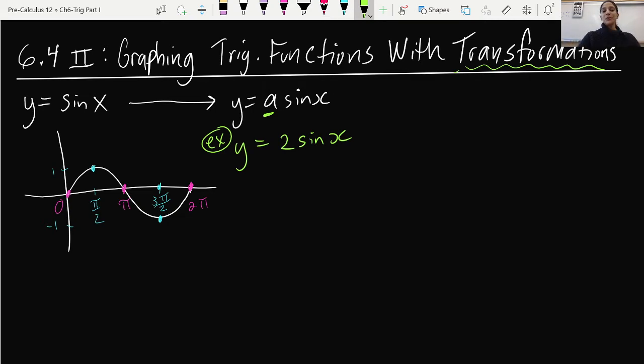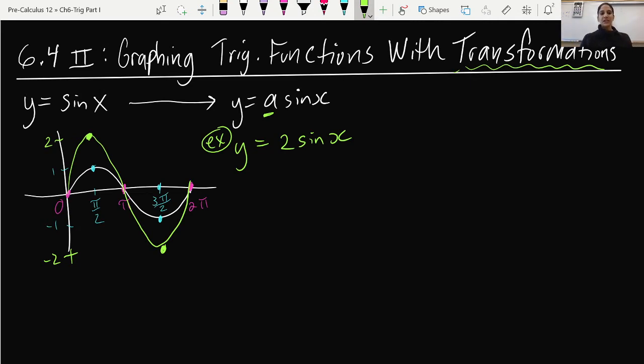If we have 2 sine x, all it does is double all of my y values. The intercepts are going to stay the same because their y value is 0, so this can't change that. But my max and min are going to change. Instead I'm going to have this at 2, and this one at -2. So it basically stretches the graph out, so it goes there, there, and there instead.